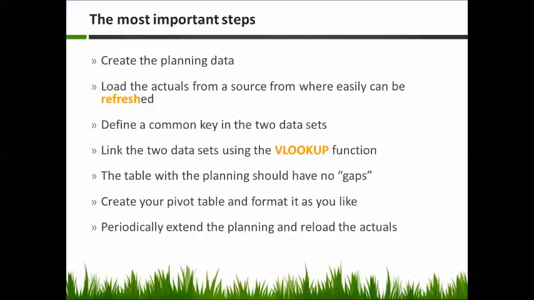To recap the most important steps in the demo, we created the planning data. We loaded the actuals from a source where it can easily be refreshed on a periodical basis. We defined a common key between the two datasets. Then we linked together the two datasets using the VLOOKUP function. We need to take care that one of the tables should have no gaps, because if there are gaps, some other values from the other table might be missing. Then you create your pivot table and format it as you like, and periodically you extend the planning and reload the actuals. If you save the file under a different file name, then you will have a complete history of this reporting solution.